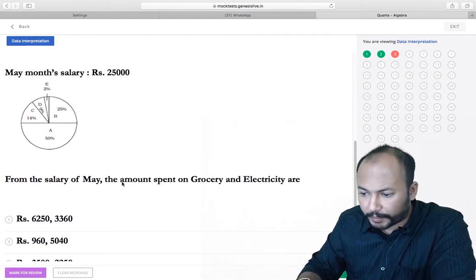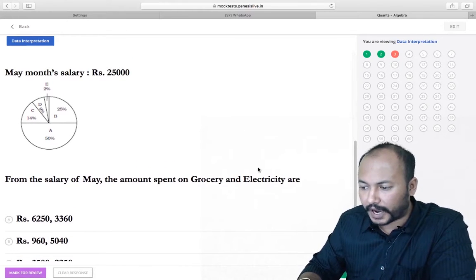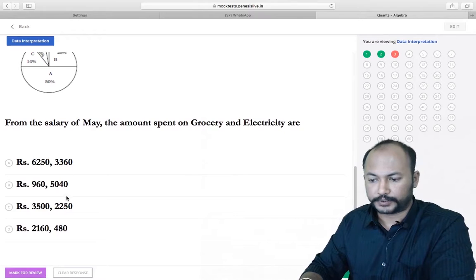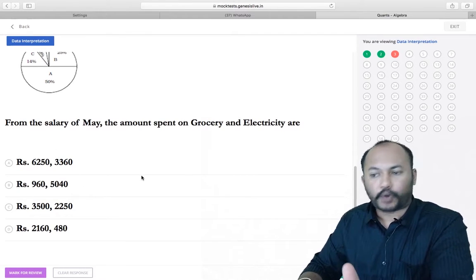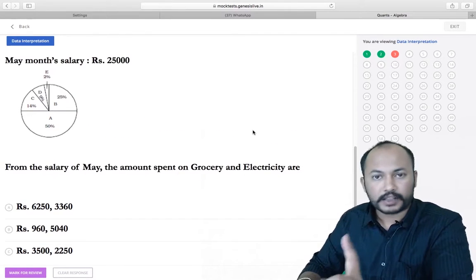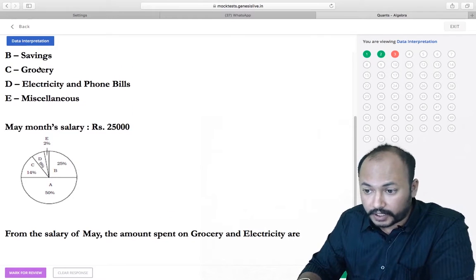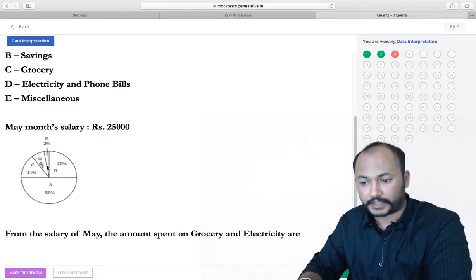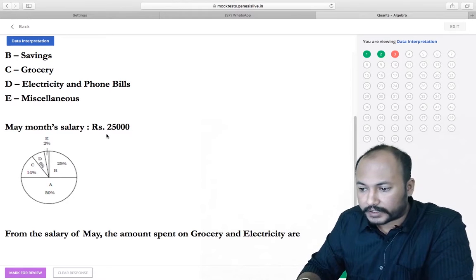From the salary of May, the amount spent on grocery and electricity are. Look at the options. The options there, everything is different. So I need not calculate both. I just have to calculate one. So let me choose which one I should calculate. Grocery is C, electricity is D. C 14, D 9. I'll go with 9.